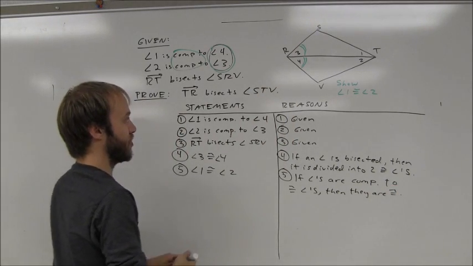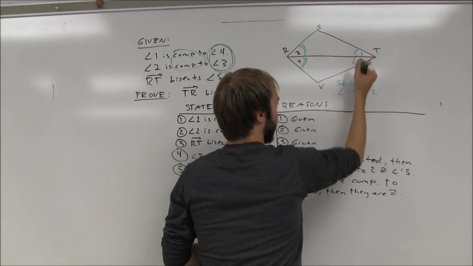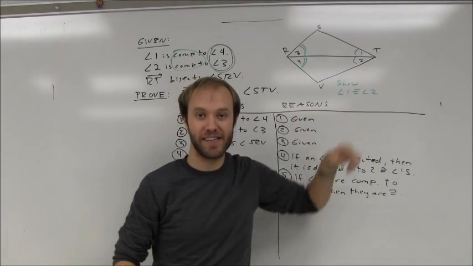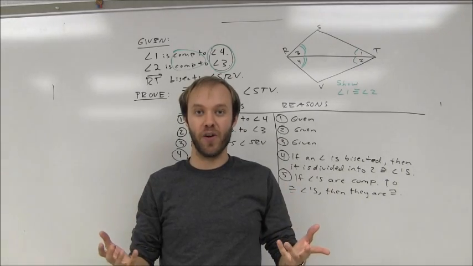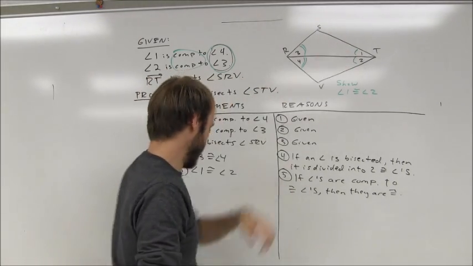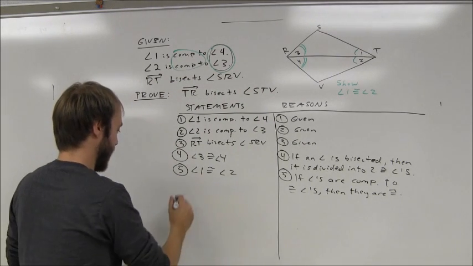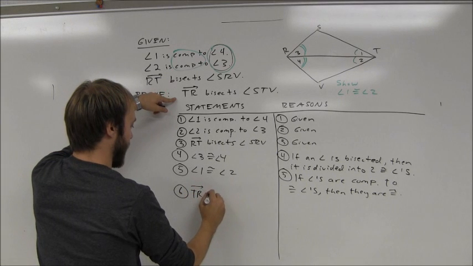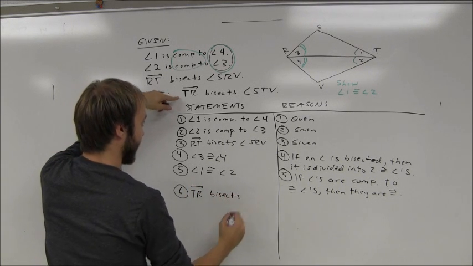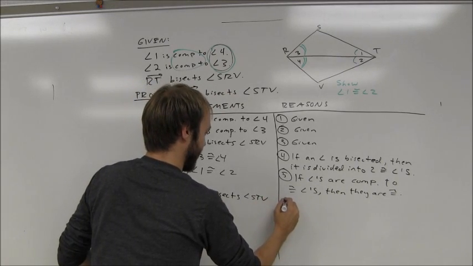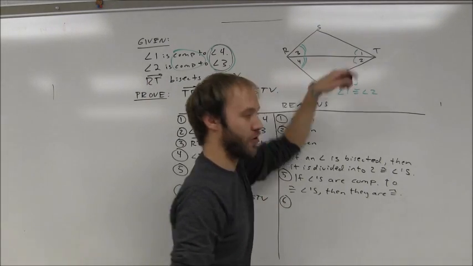And we are almost done. I've shown angle 1 congruent to angle 2. Remember, I was supposed to show that angle STV was being bisected. I've shown it's broken into congruent angles. One final step. All I need to do is make that statement that the angle has been bisected. We can say that TR bisects angle STV, and the reason being that ray is dividing it into two congruent angles.